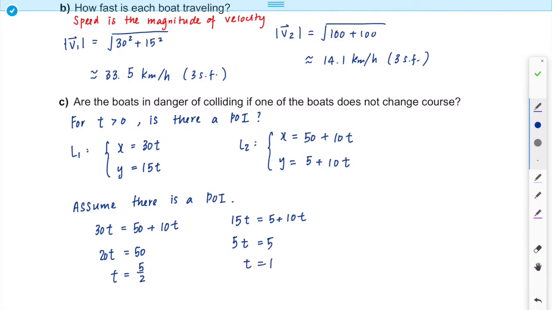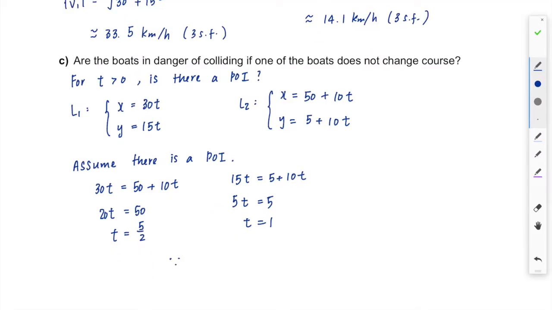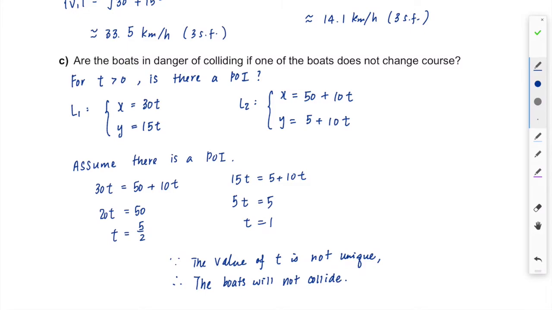Obviously, since these two values of t are not the same, the value of t is not unique. Therefore, there is no point of intersection, or we can say that the boats will not collide. Okay, so they're safe.